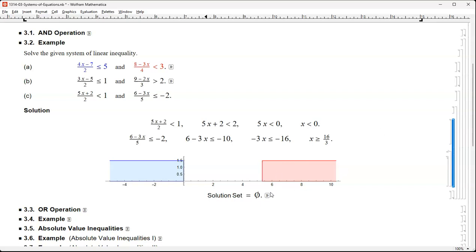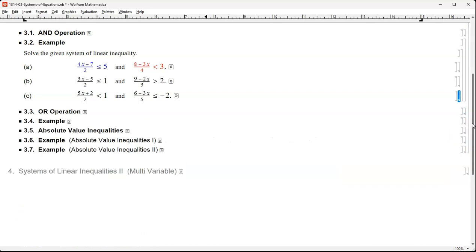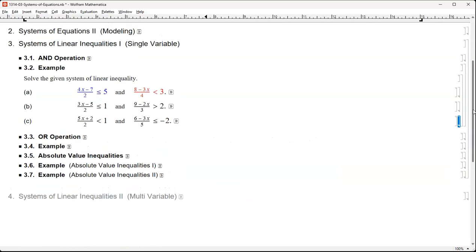No intersection. There's no region covered by both blue and red, no purple. So the solution set is the empty set. Excuse me, the empty set, not an empty set. There's only one and only one empty set, so it's the empty set. So that's how you can combine two or more inequalities together through AND operation.